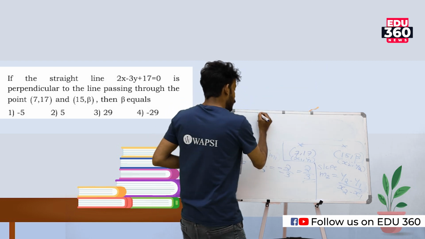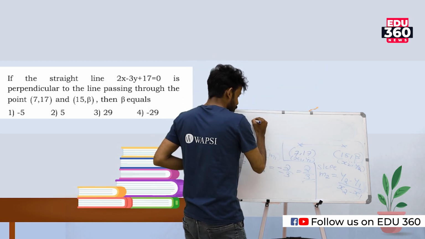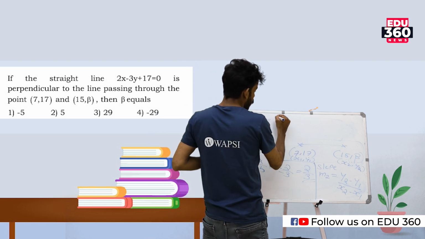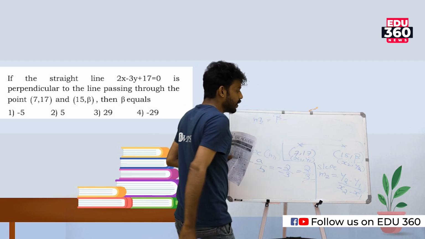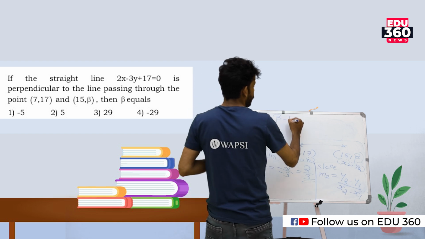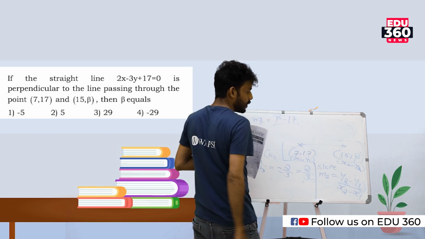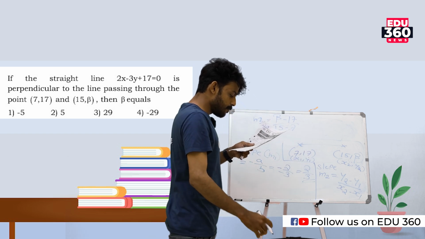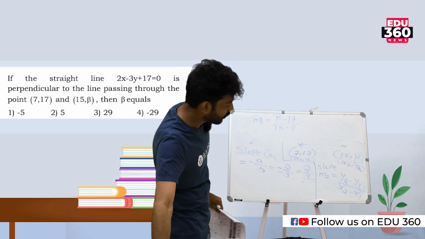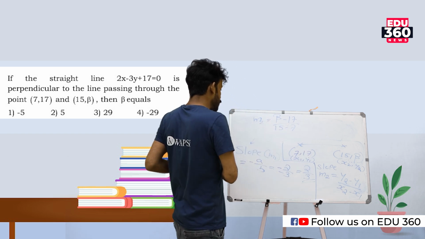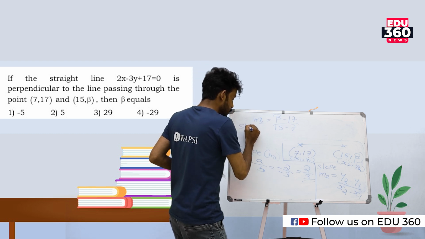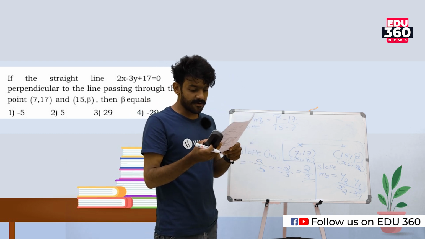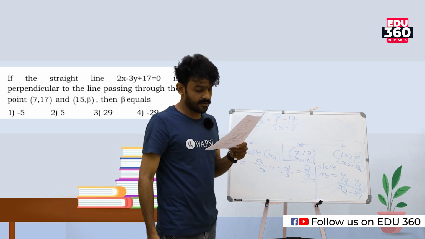So m2 is equal to y2 minus y1, so beta minus 17, divided by 15 minus 7. Yes, so this is the slope m2.